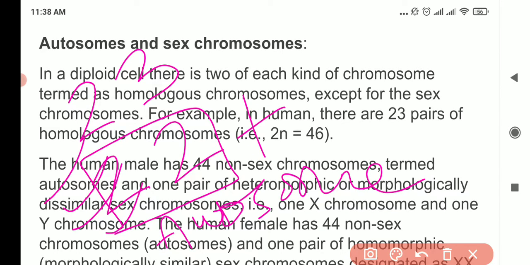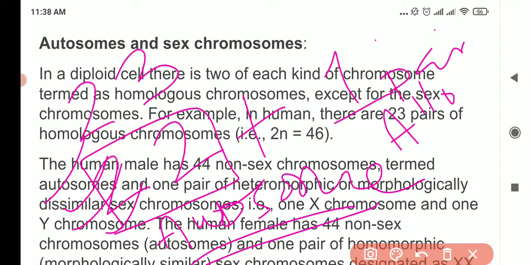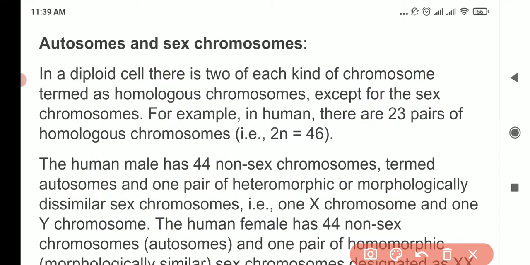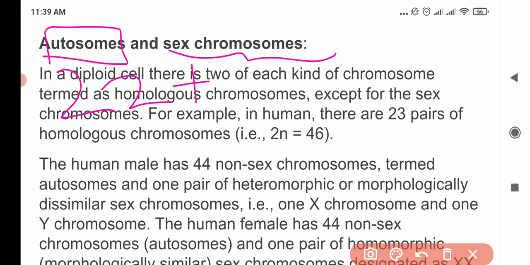Then 22 plus one pair of not autosomes but allosomes, or sex chromosomes. So here you had your 22 pairs of autosomes, and then the sex chromosome is one pair. Another word for sex chromosome is allosome. I hope you can see what I've written. I think it's clear enough.